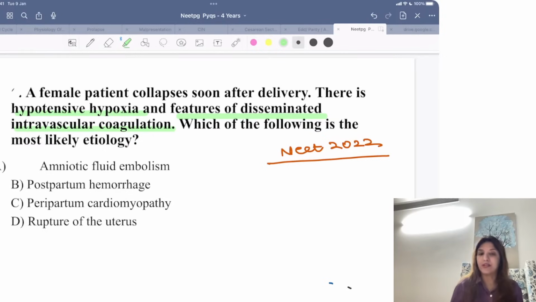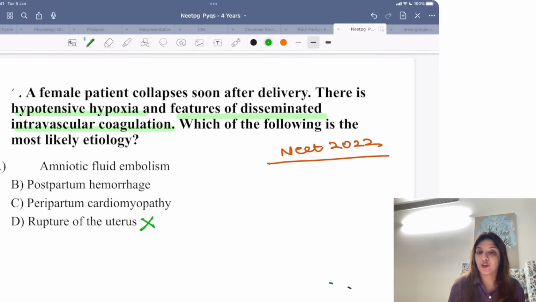Now, let us understand this question first. So, first of all, can it be rupture of the uterus? See, if the uterus is rupturing, there has to be a previous history of cesarean section because of which there is uterine rupture. An intact uterus without any previous scar will not rupture like this, right? So, it cannot be rupture of uterus.